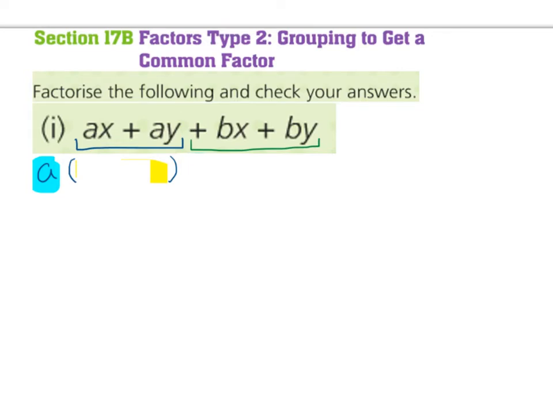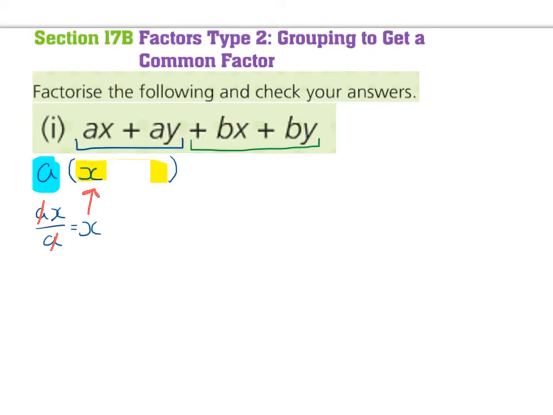Now I'm going to do some rough work. I'm going to write down AX, which is the first term, and I'm going to divide it by the highest common factor, which is A. So AX divided by A, the A's will cancel and leave us with X. And X then goes inside the brackets.